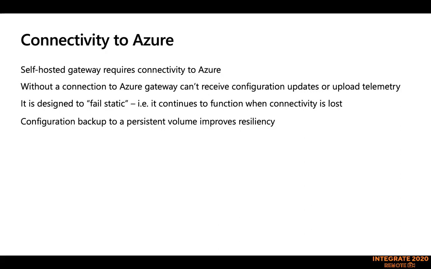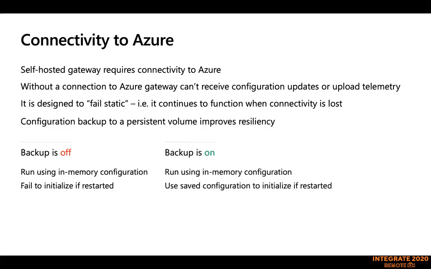improve resiliency. And here's what it does, right? When configuration backup is off, if connectivity is lost to Azure, the Self-Hosted Gateway continues to run using in-memory configuration. But if for some reason it is restarted, since connectivity to Azure is not available, it can't initialize, right? So essentially it won't work after it is restarted.